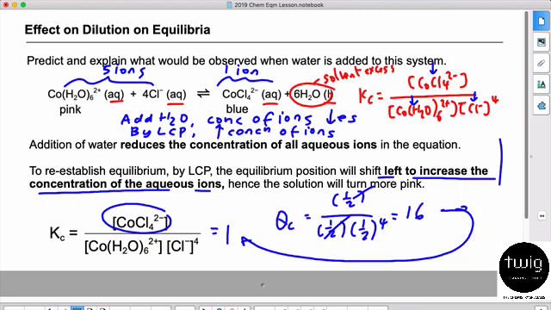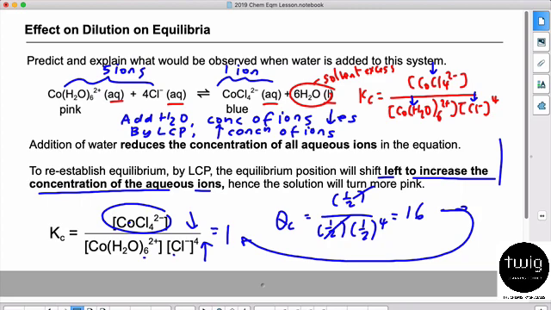Tell me, increase or decrease? 16 must drop to 1, you know. So this value must start to decrease, and this one must start to increase. And really what's happening is shifting where? Shifting to the left. Can you see that? So you have more of these two and this one will drop. Okay? So this one is a dilution concept.